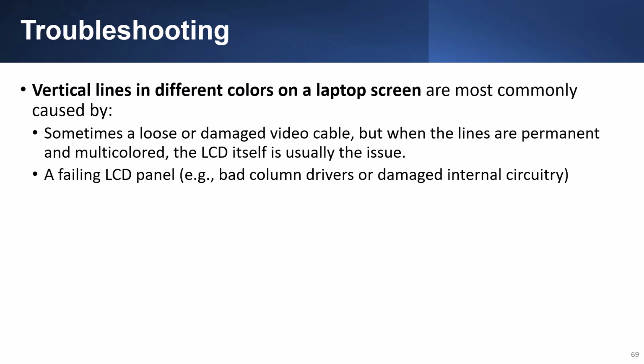Vertical lines in different colors on a laptop screen are most commonly caused by a loose or damaged video cable, but when the lines are permanent and multicolored, the LCD itself is usually the issue. It can also be caused by a failing LCD panel, such as bad column drivers or damaged internal circuitry.